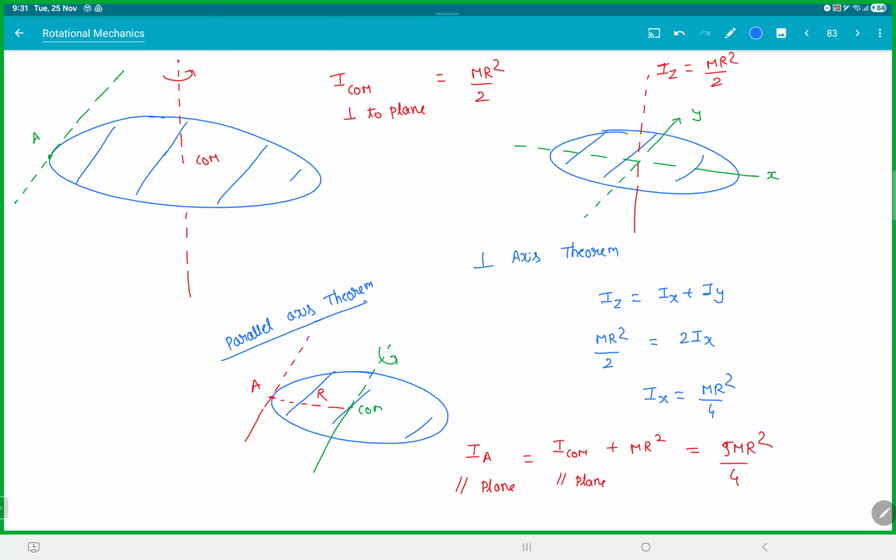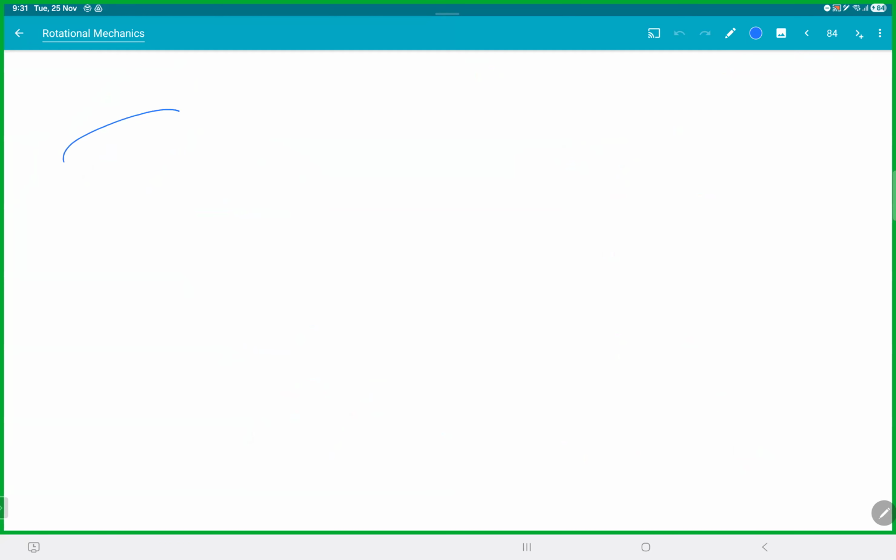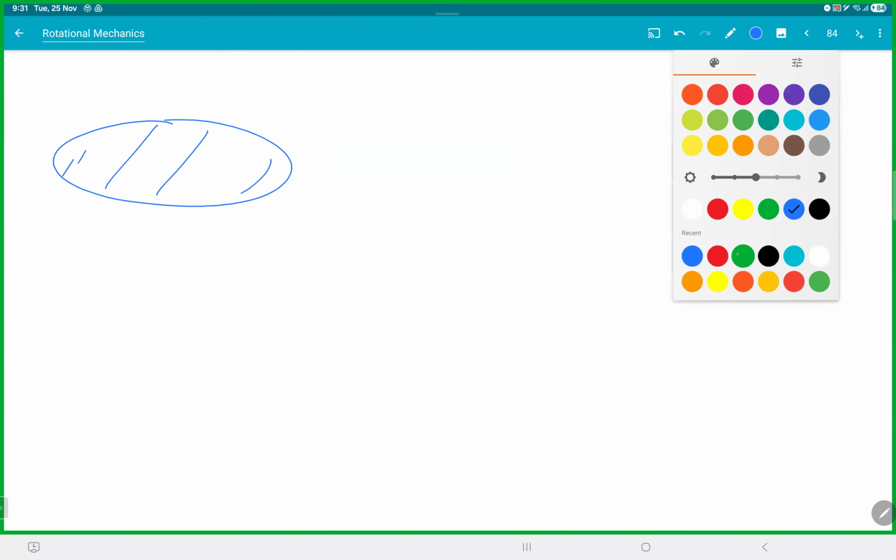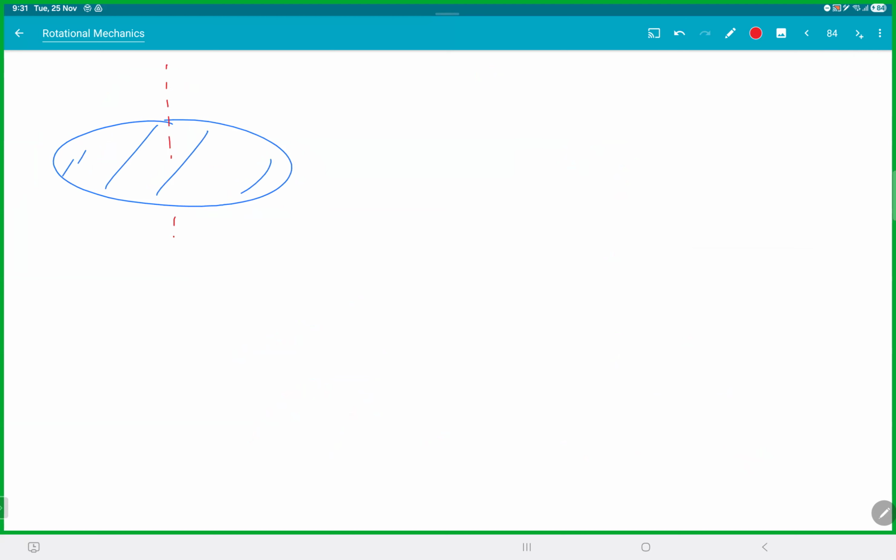Now see, I'll do something else. This will be another option. Most of you got it right though. I know about this axis, Iz, perpendicular passing through the center of mass: Mr square by 2. This I know from integration. So this is my idea.